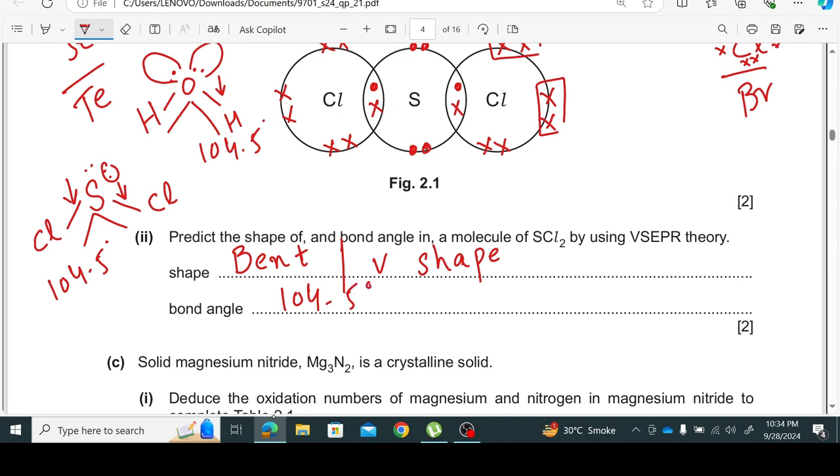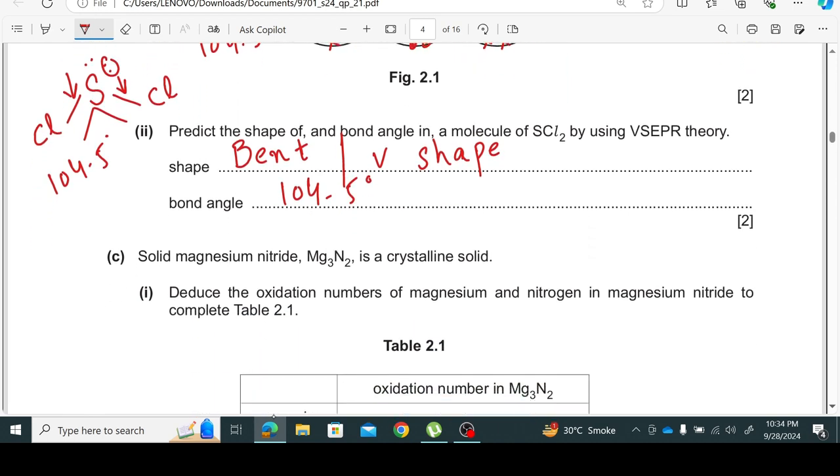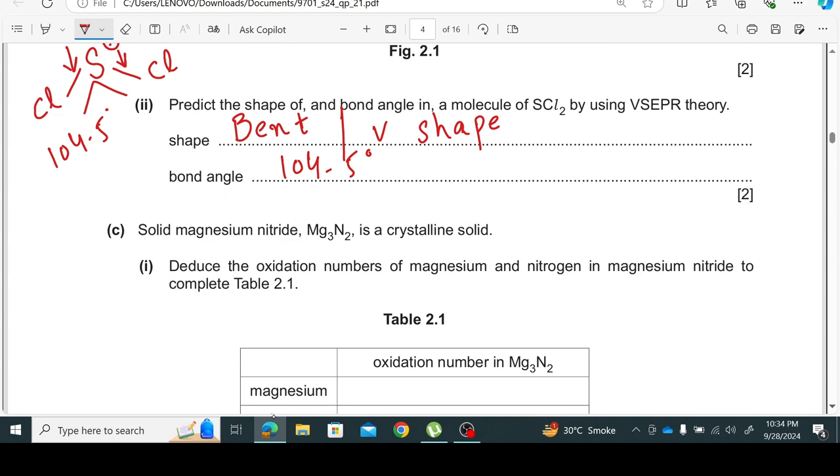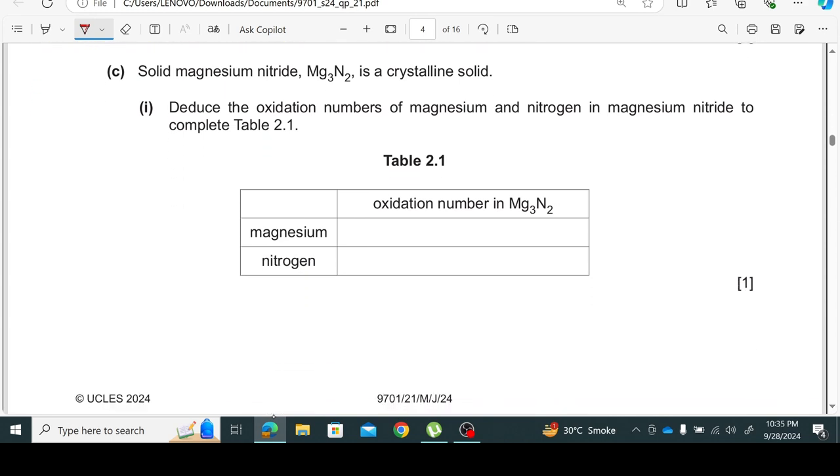Next: solid magnesium nitrite is a crystalline solid. Reduce the oxidation number. What is oxidation number? The apparent charge on an atom or a molecule. For example, magnesium is group 2, so you can write it has a positive 2 charge. You know nitrogen is from group 5. It has 5 electrons in the valence shell, and its charge is negative 3. Understood?